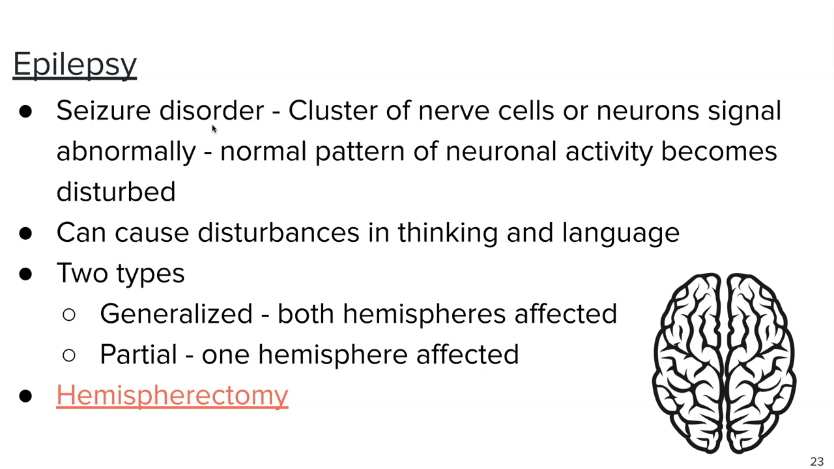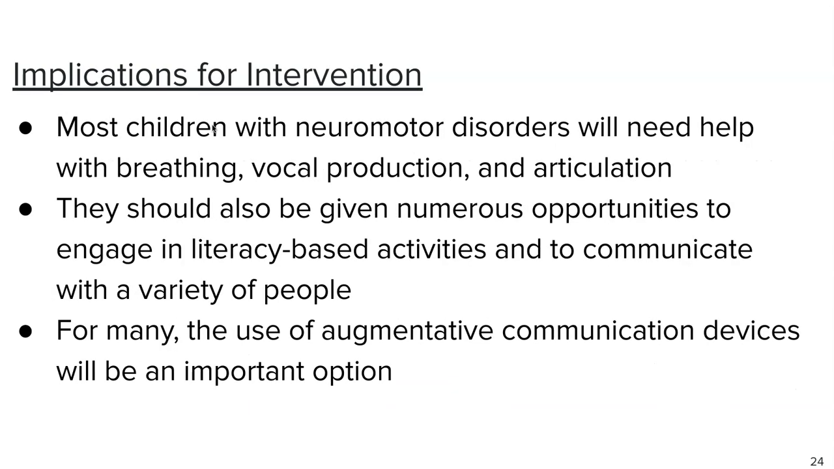And you can have generalized epilepsy, where you have the epilepsy in the right and the left hemisphere. Or you can have partial epilepsy, where only one hemisphere is affected, and sometimes there'll be a hemispherectomy where they will try to actually separate the two hemispheres so that the seizures don't occur across the brain.